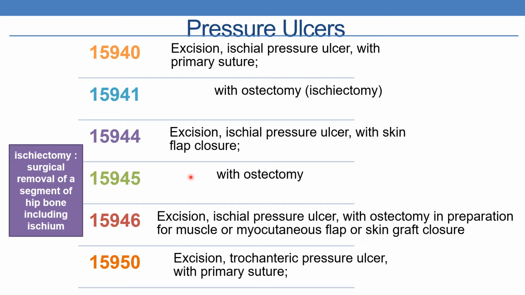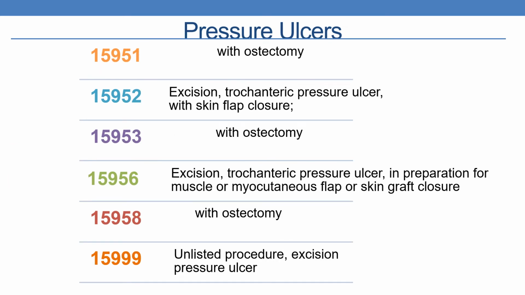15945 indicates excision ischial pressure ulcer with skin flap closure with osteectomy. The next is 15946, excision ischial pressure ulcer with osteectomy in preparation for muscle or myocutaneous flap or skin graft closure. The next is 15950, excision trochanteric pressure ulcer with primary suture. Next is 15951, excision trochanteric pressure ulcer with osteectomy.